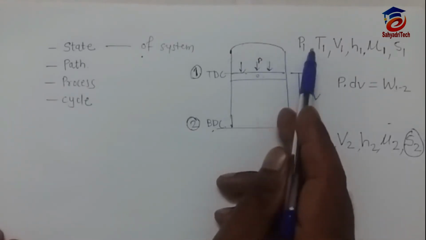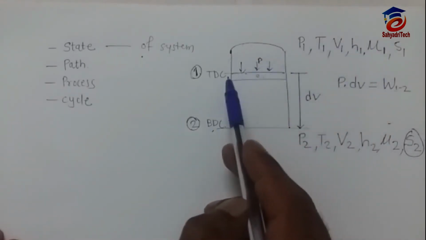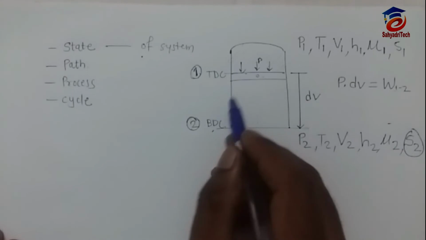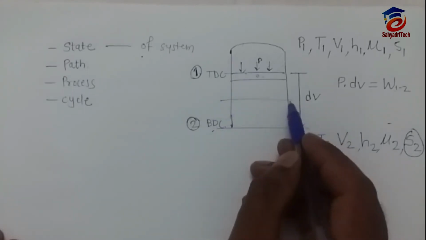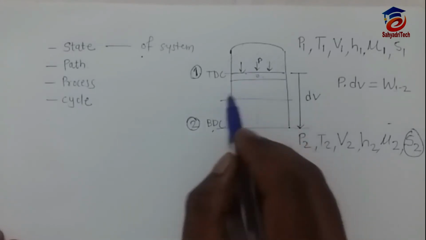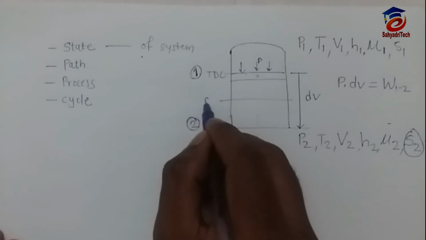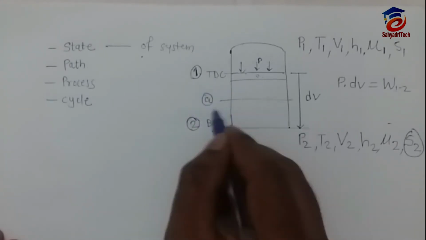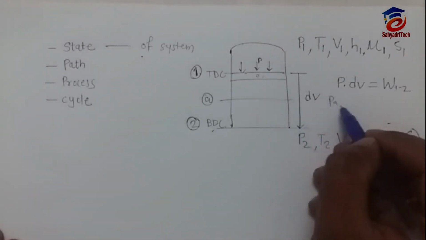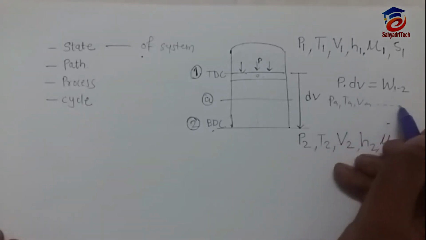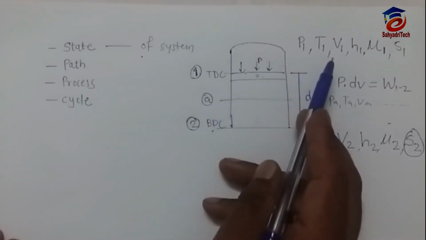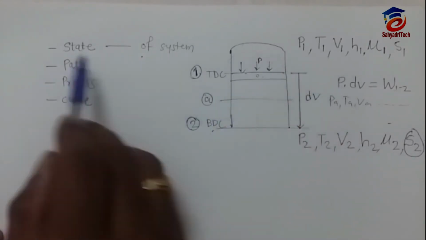Now see, these properties we read at a particular position, or at any instant. Suppose the piston is here and we stop this moving piston at this position. Suppose this position is A, any mid position A. What are the properties at this point? The properties are PA, TA, VA, and all these properties we can write like that at this instant. So when we measure properties at any instant, that is nothing but state.